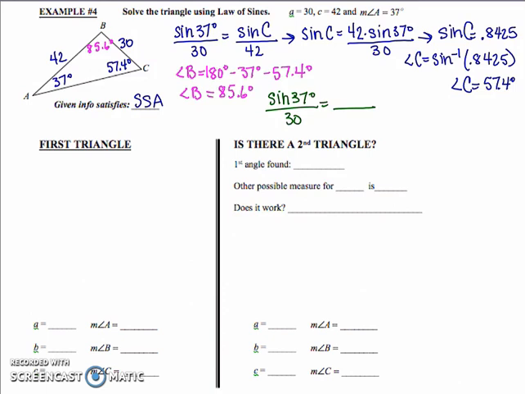So we're going to use angle B. So it's going to be the sine of 85.6 degrees over B. And algebraically, B is going to be equal to 30 times the sine of 85.6 degrees divided by the sine of 37 degrees. Okay, you grab your calculator, you type that in, and you find that side B is 49.7.